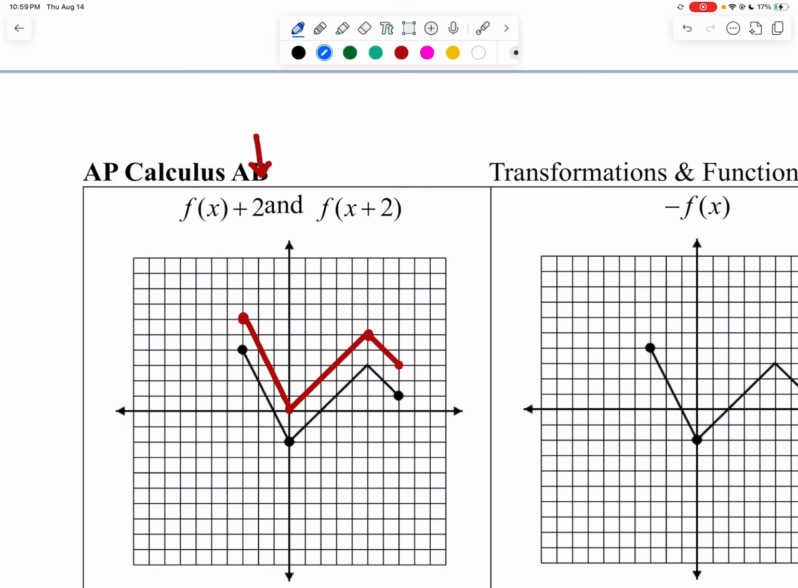All right. For this one right here, remember that if I have an argument on the inside, it's going to be the opposite of whatever my sign is. So in this case, I'm going to go left 2 units. If it was this right here, this would be right 2 units. So using our black graph, I'm going to go left 2 units, left 2 units, left 2 units, and then see where that takes us.